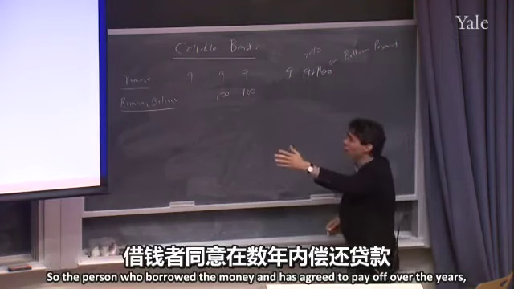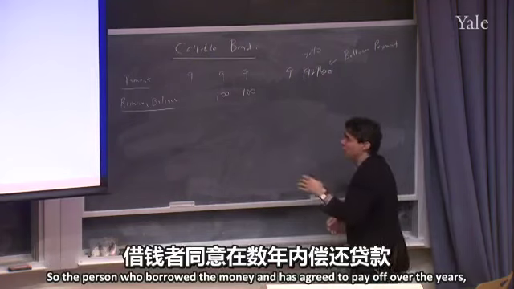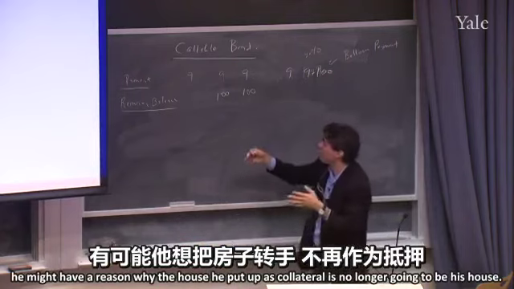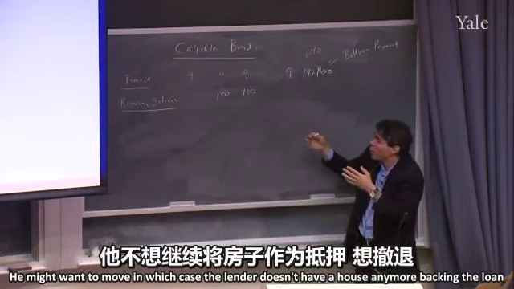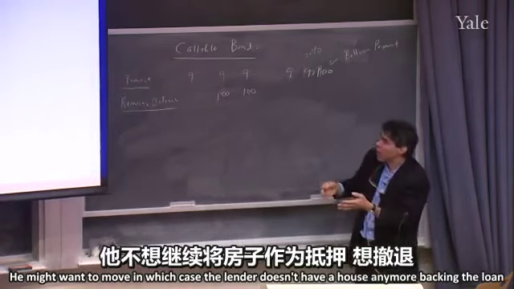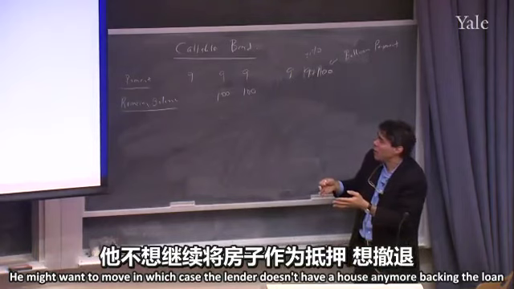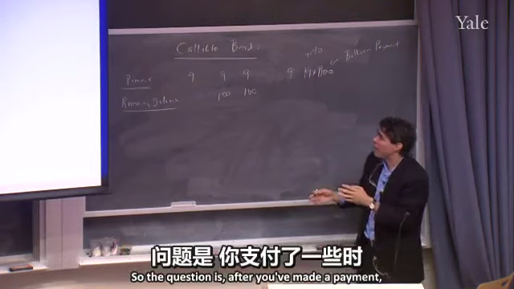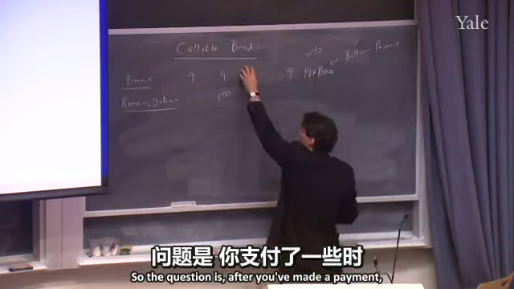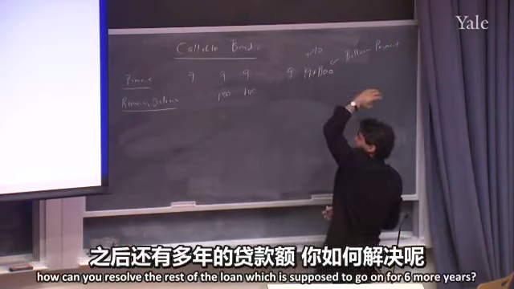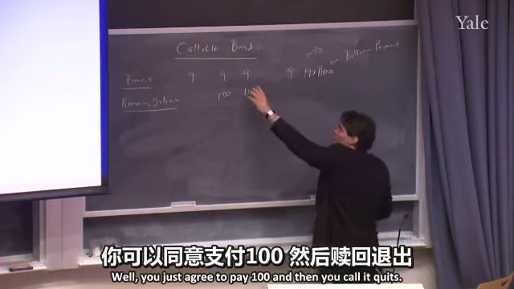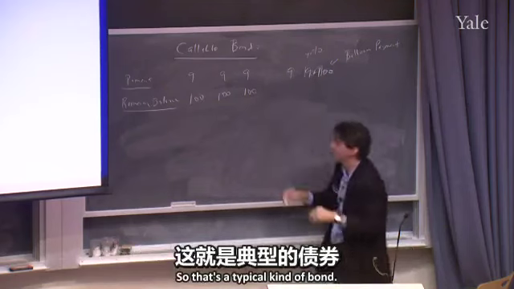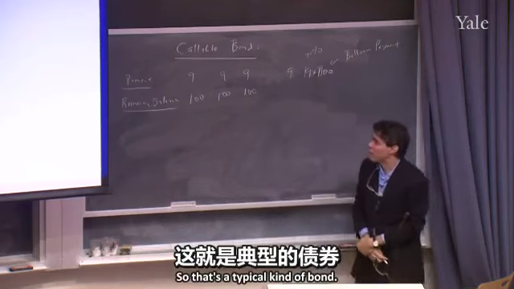So the person who borrowed the money and has agreed to pay off over the years might have a reason why the house he put up as collateral is no longer going to be his house. He might want to move, in which case the lender doesn't have a house anymore backing the loan, and they have to have some way of resolving the loan and ending it. So the question is, after you've made a payment, how can you resolve the rest of the loan, which is supposed to go on for 6 more years? Well, you just agree to pay 100, and then you call it quits. So that's a typical kind of bond.